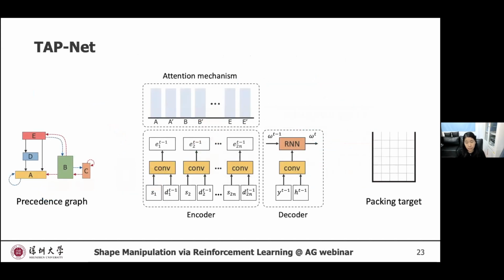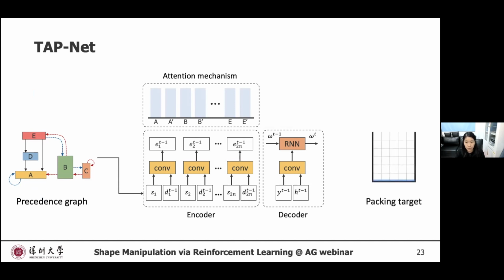Now we have the information encoded in the precedence graph, and with a target container, our TAPNet starts to find objects for packing. In more detail, TAPNet consists of an encoder, a decoder, and an attention module. The encoder encodes both the static and the dynamic information from the precedence graph. The decoder is a recurrent neural network.